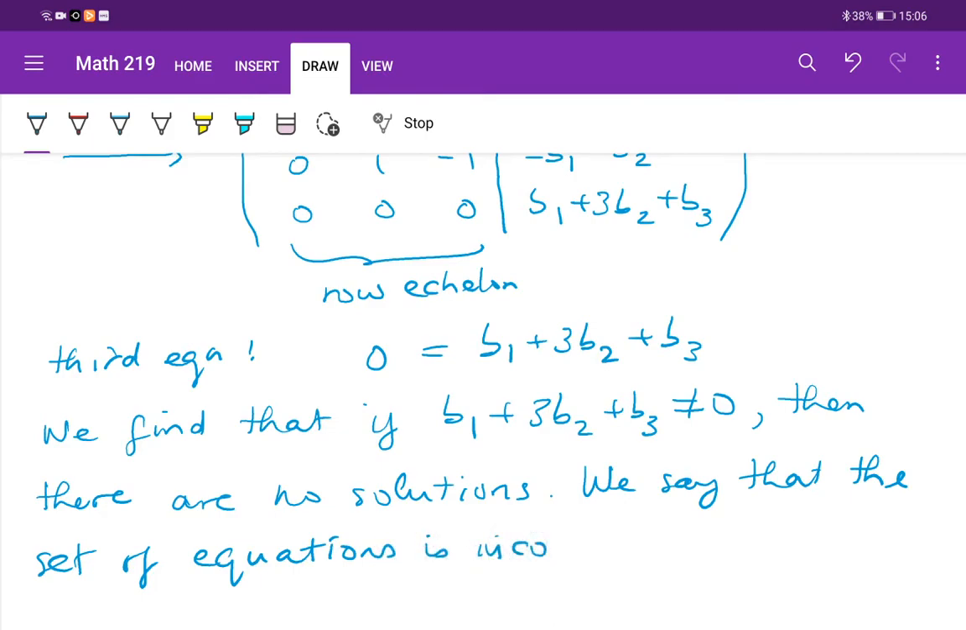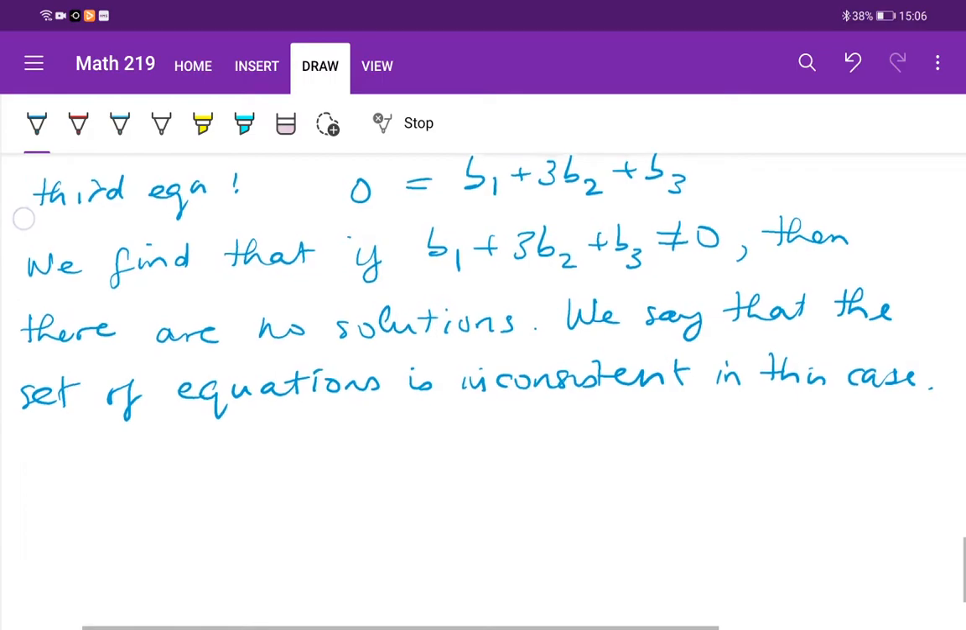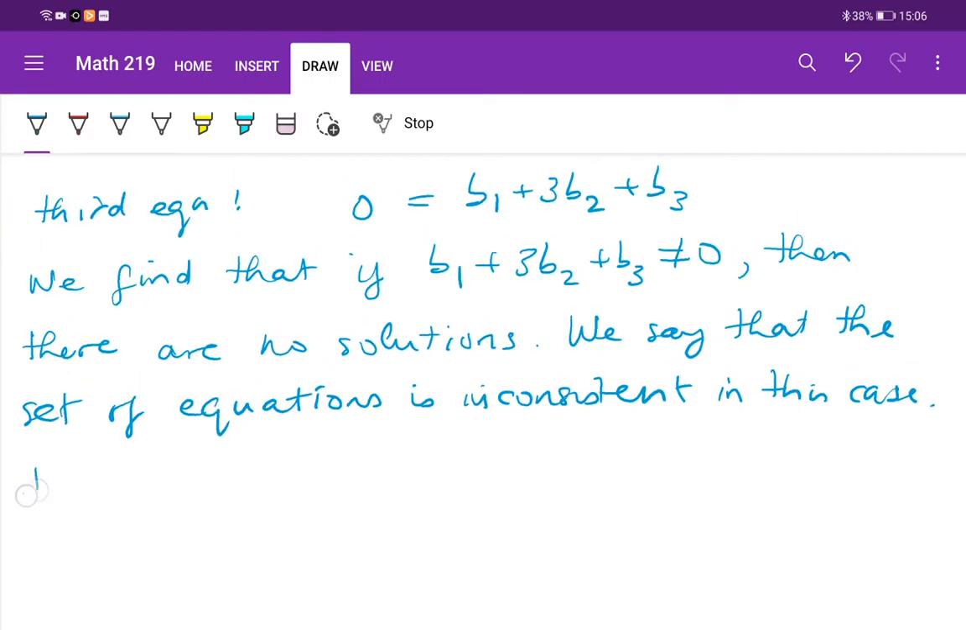Inconsistent in this case. Okay, if b1 plus 3b2 plus b3 happens to be 0, then there will be solutions.